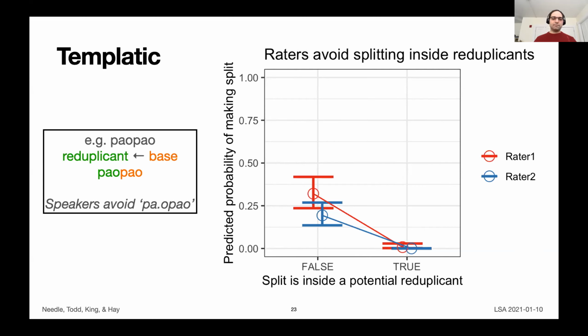This plot shows that both speakers strongly avoid splitting inside a reduplicant. For example, in the reduplicated word paopao, they do not split after the first syllable, which you can see here in green, that is the reduplicant part of the base of this left side. They also avoid similar splits inside the bases, although we'll see that a major exception to this is those right reduplication items.